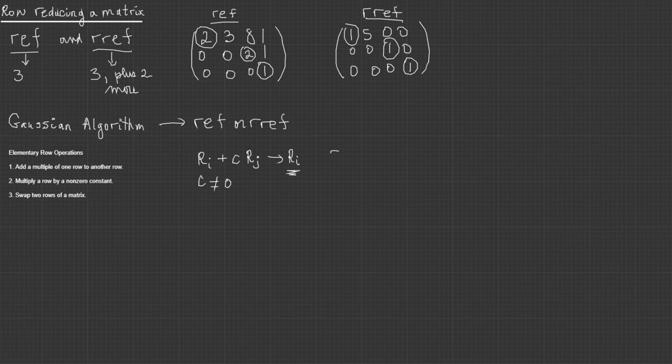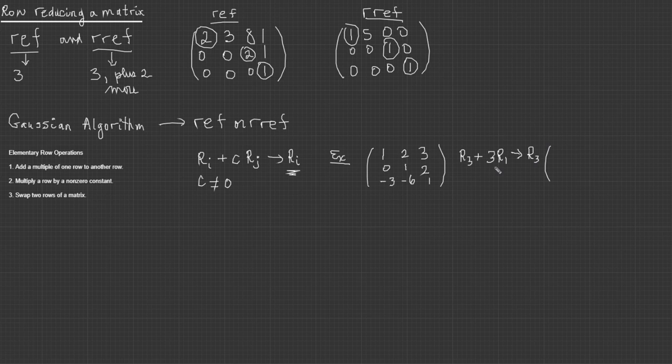So to see an example in action, let's suppose we had this matrix. Let's say 1, 2, 3, 0, 1, 2, -3, -6, 1. So let's say I wanted to add 3 times row 1 to row 3. So how I would write this is, row 3 plus 3 times R1, and that's going to go to R3.